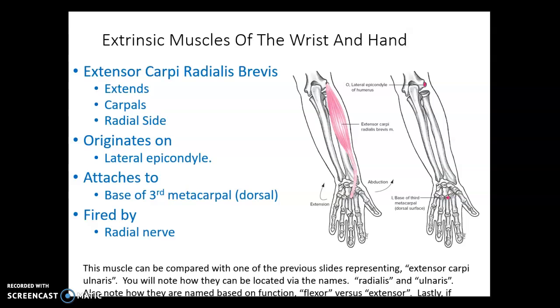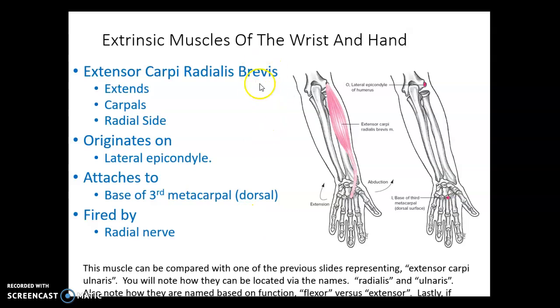So let's carry this through, right? Extensor carpi radialis brevis, it extends the carpals on the radial side, and brevis, meaning brief or brevity, is short. So if you look at this, it can be compared when you look at the other ones. When you look at extensor carpi ulnaris, you'll note how they can be kind of like compared by their name, right? So lateral epicondyle makes sense because it's an extensor, we know that, and it attaches down here into the base of the third metacarpal. Okay, cool, got it. It's fired by the radial nerve. That holds true with everything we just talked about.